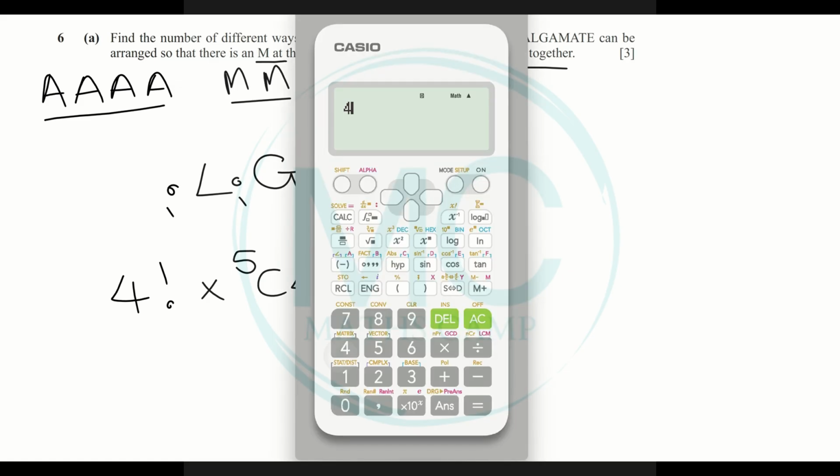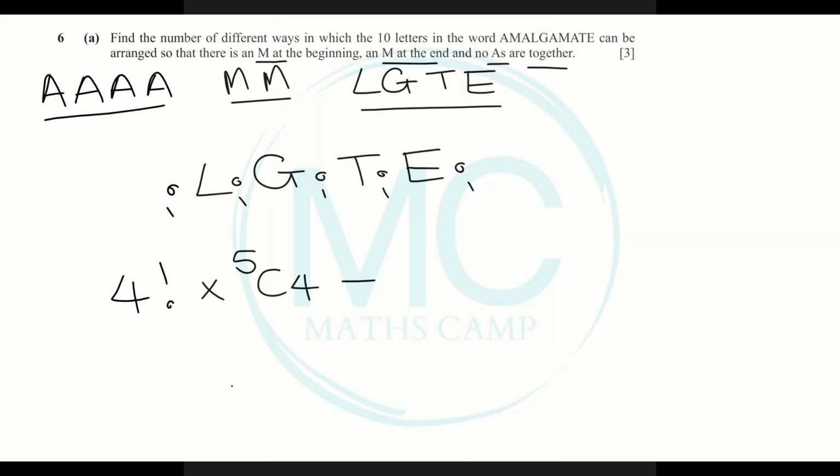And I can say 4 factorial multiplied by 5C4 is equal to 120. There are 120 arrangements.